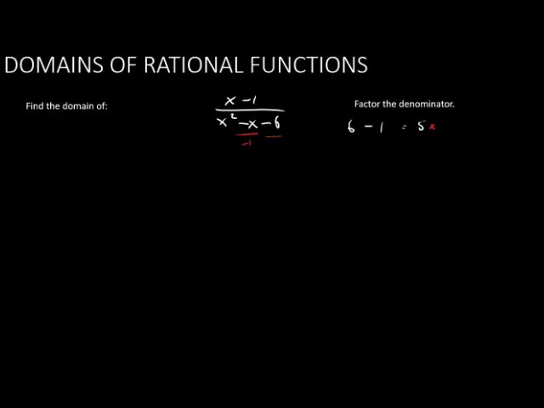Let's try some different numbers. Let's try 3 and negative 2. Multiplied together, those would give us negative 6, but added together, they give us 1. Not what we're going for. We're looking for negative 1.